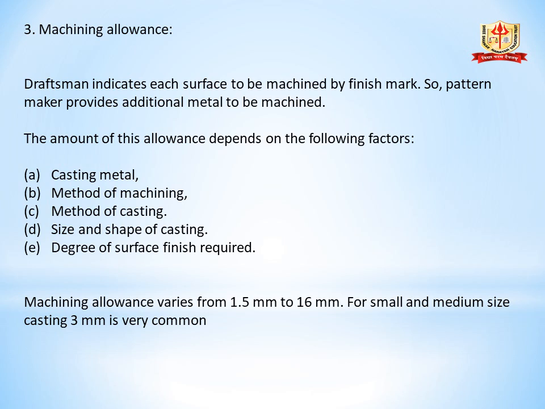Machining allowance varies from 1.5 mm to 16 mm. For small and medium size castings, 3 mm is very common.